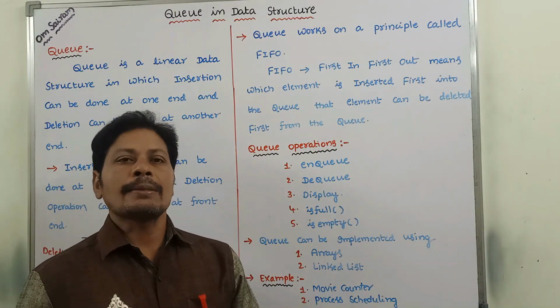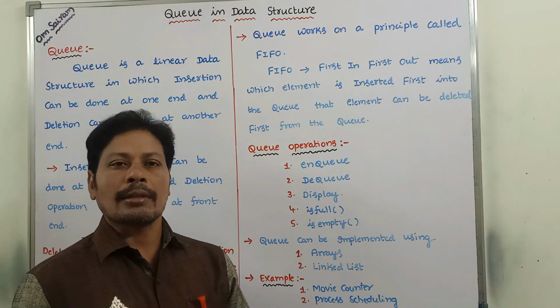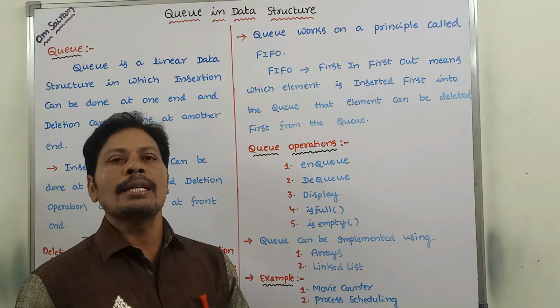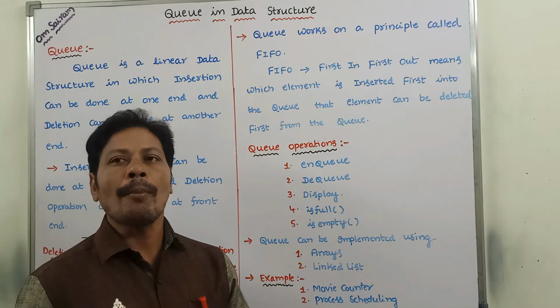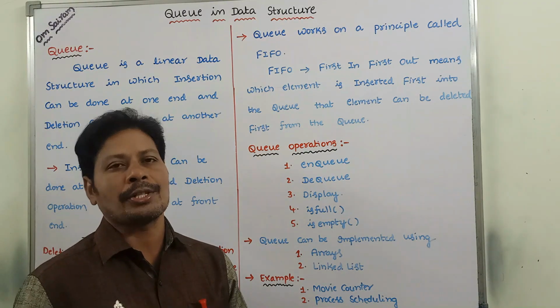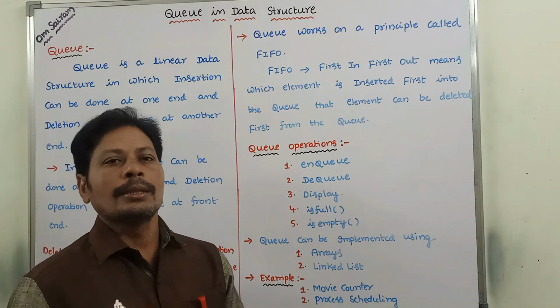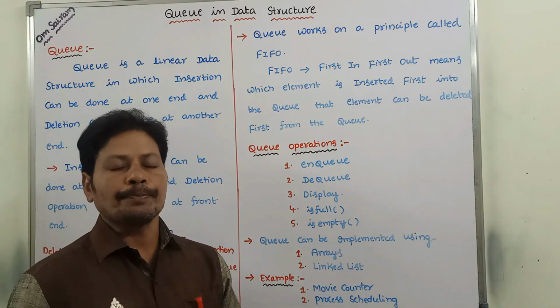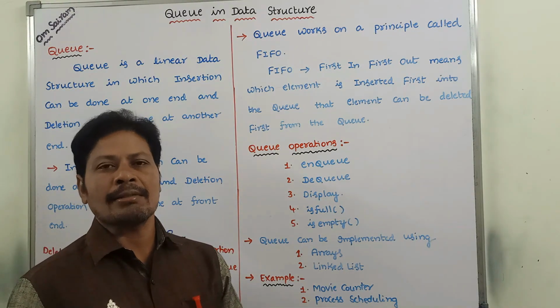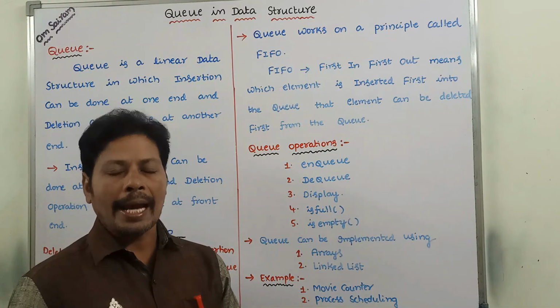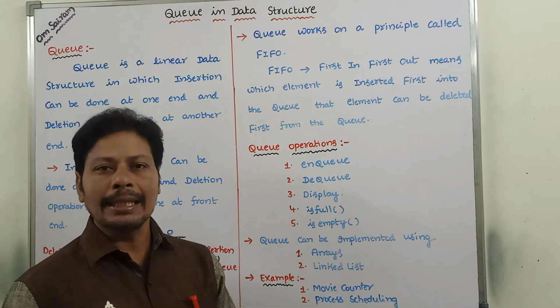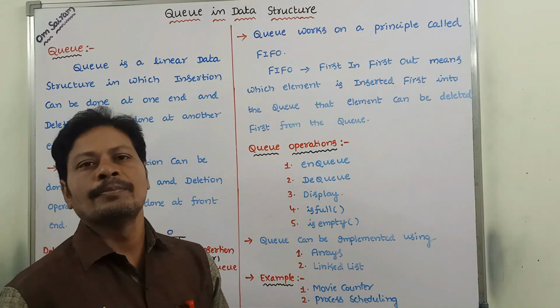Whereas in the case of linear data structure, data can be stored in a linear fashion or a sequential fashion. The examples for linear data structures are stack, queue, linked list, array.